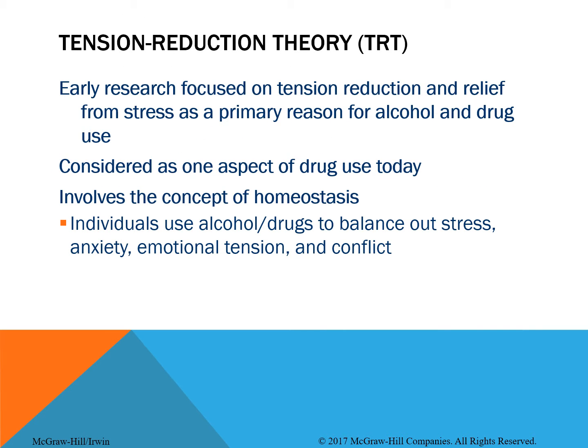The tension reduction theory involves the concept of homeostasis or balance. The individual will use alcohol and drugs to counteract or balance out stress, anxiety, emotional tension, and conflict. Stress is just the modern version of tension, so alcohol and drugs are used as tension reducers. The clients describe this as, "I just drink to calm down. I need to relax. I can avoid the conflicts. It helps me not to think so much. It makes me feel better."